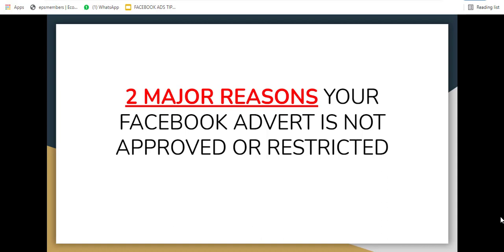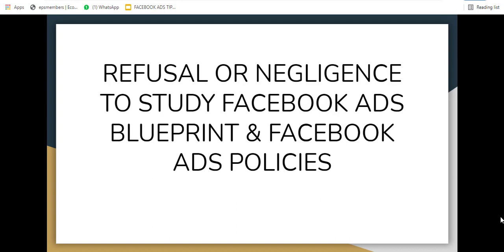And the question is, what are these two major reasons why your advert may not be approved, or why your ad account may be restricted from running Facebook adverts, or why your fan page may be restricted? Let me say, number one, two things in one slide. Number one is refusal or negligence on your part and on my part to study the Facebook ad blueprint. And number two, your refusal and my refusal, or your negligence or my negligence, to study the Facebook ad policy.